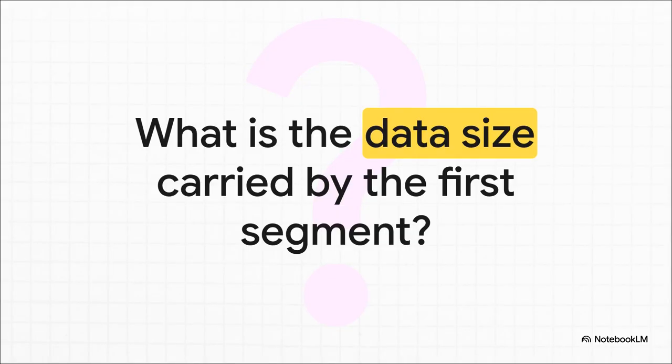Let's step it up a bit with a numerical answer type question. A sender transmits two TCP segments back to back. The sequence number of the first segment is 5,000. The sequence number of the second segment is 9,000. So, what is the size of the data in bytes carried by the first segment? Take a second and think about the mathematical gap between those two consecutive sequence numbers based on that operational logic we just went over. Did you get it? The answer is 4,000 bytes.